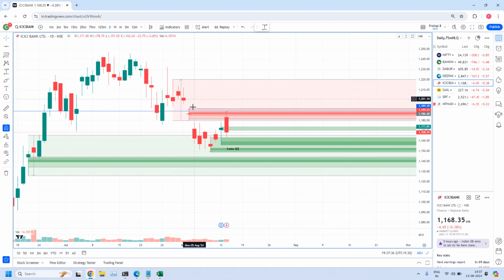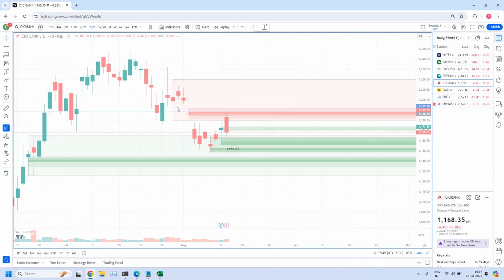ERC candle, 4 base candles and a drop candle. So this is how the zone is identified, 2 high liquidity zones. One is a demand zone and another one is supply zone. Now I have fine-tuned both the zones. Look into the 75 minutes time frame.